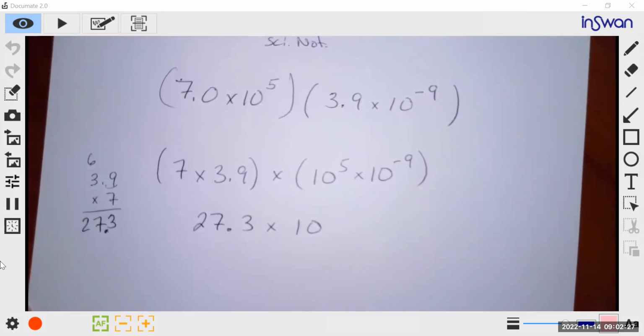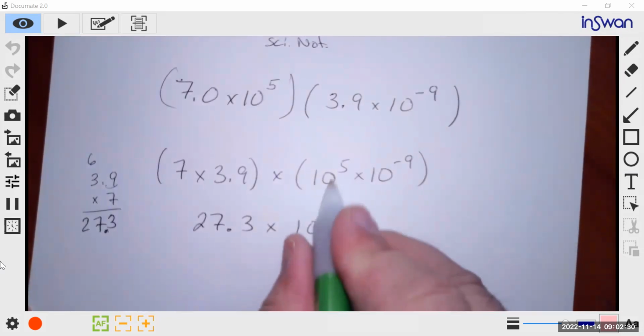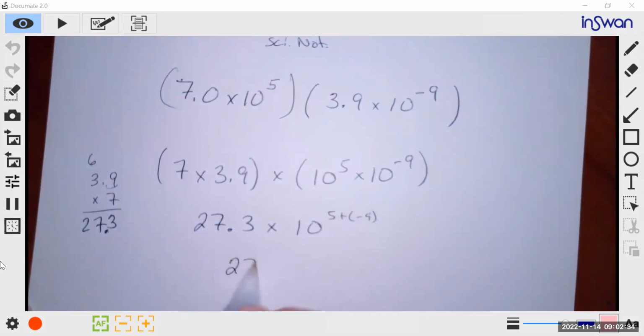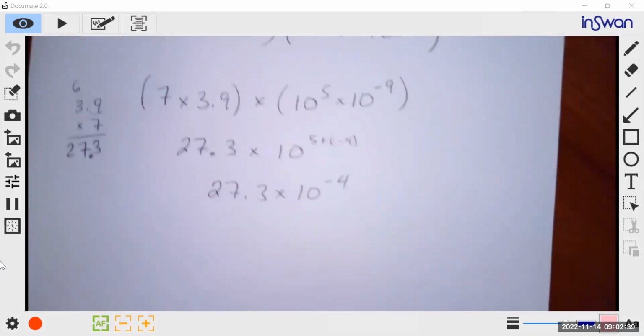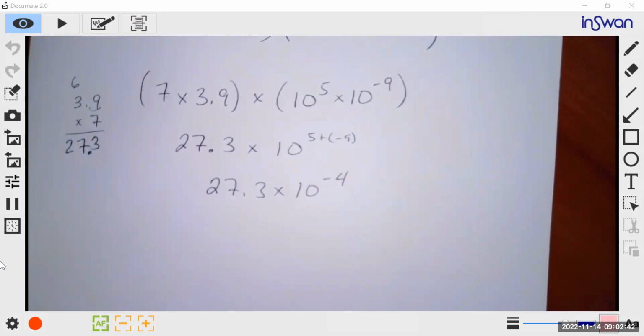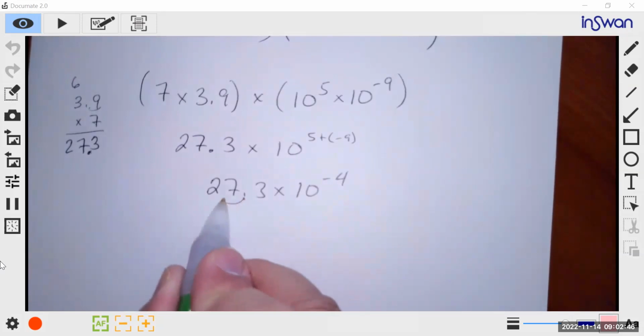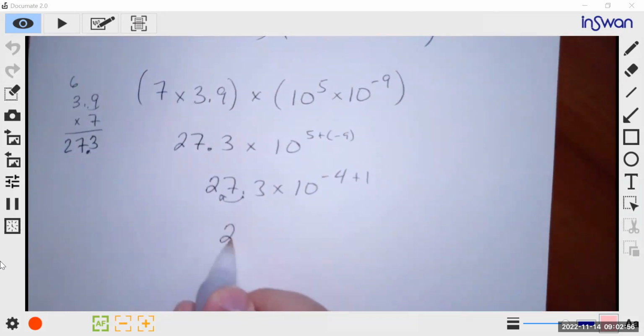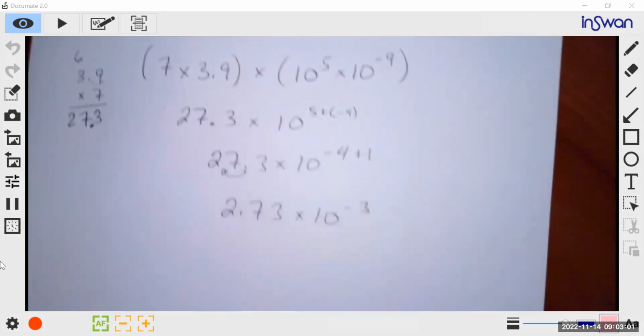And 10 to the what power? All right, plus 5. We have 5 plus negative 9 is 10 to the negative 4. But we're not done. We have to move it 1 space to the left. If we move it to the left, what do we do with the exponent? We add 1 space to the exponent. So it's 2.73 times 10 to the negative 3.